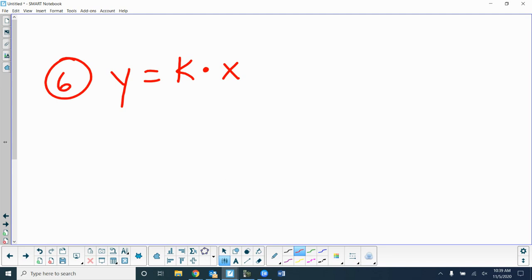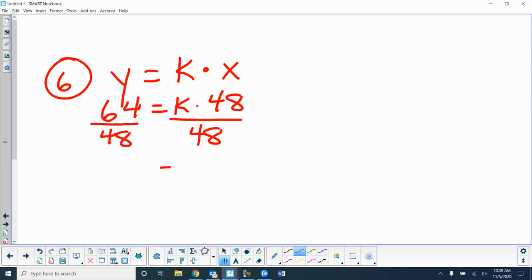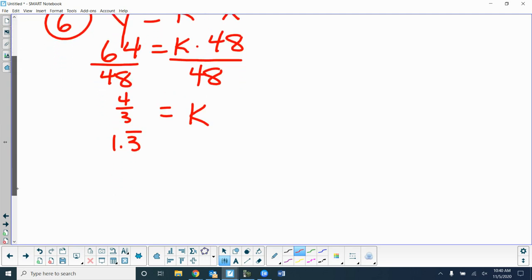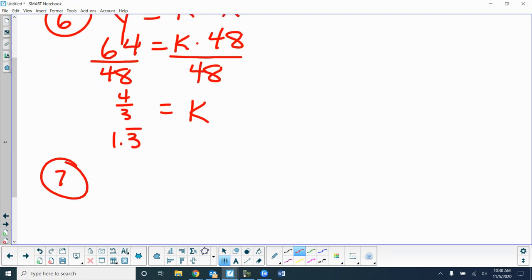So y was 64 when x was 48. So we divide by 48. And that comes out to, what goes into 16 goes in there 4/3, the fraction. Or you could have 1.3 repeating, either one. Decimal or fractions, okay. Okay, questions?